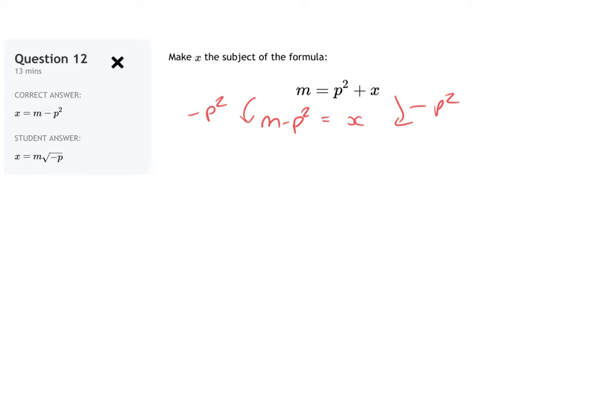The student here has performed a square root of negative p. Clearly they've looked at the p squared and gone, I need to square root, but it's completely unnecessary. If you look at this question and just go, okay, what I have is one term equals another term plus the x, then to isolate that, just take away this term, this entire thing here.